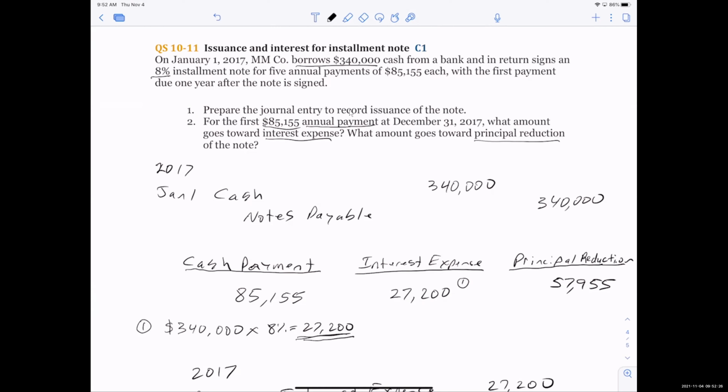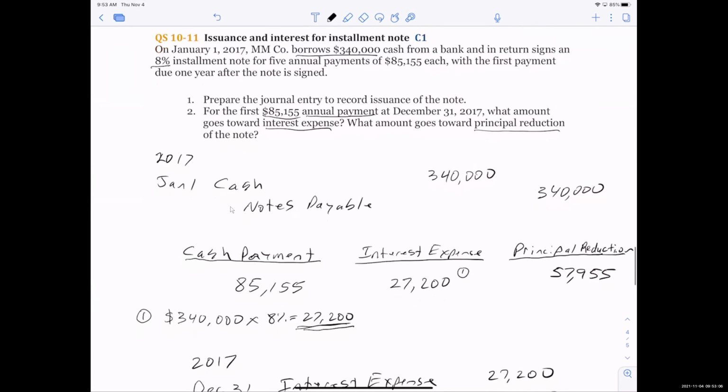So let's journalize the issuance of the note. It's pretty easy to issue it. You're borrowing $340,000, so debit cash $340,000, credit notes payable $340,000. That's it. Now, this is where it's different. Number 2: for the first $85,155 annual payment, what amount goes toward interest expense and what amount goes toward principal reduction? This is how we're going to do it.